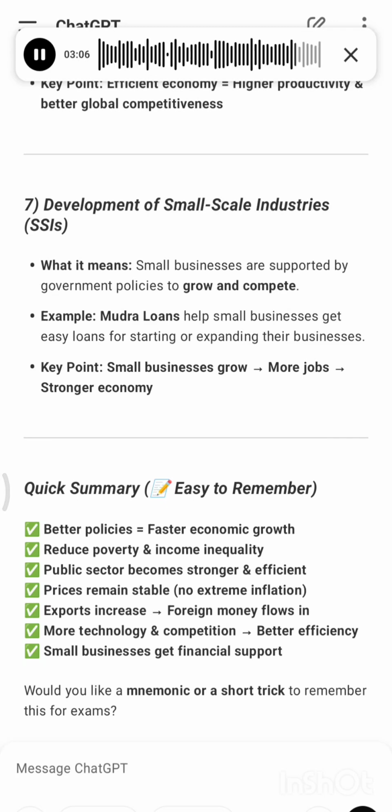Quick summary, easy to remember. Better policies equal faster economic growth, and reduce poverty and income inequality. The public sector becomes stronger and efficient. Prices remain stable, no extreme inflation. Exports increase, foreign money flows in, more technology and competition bring better efficiency. Small businesses get financial support. Would you like a mnemonic or a short trick to remember this for exams?